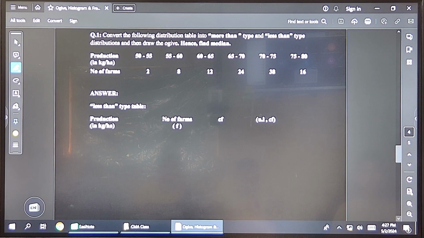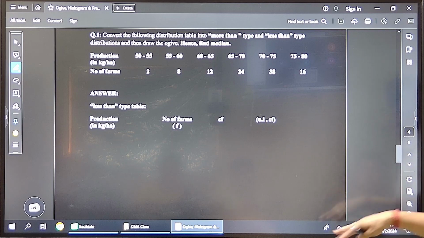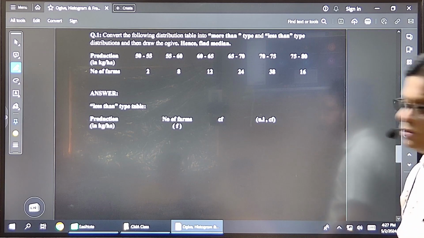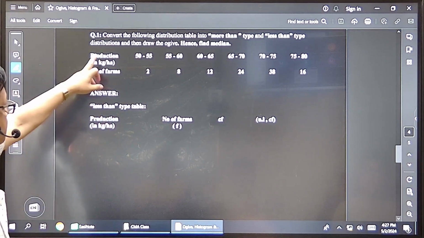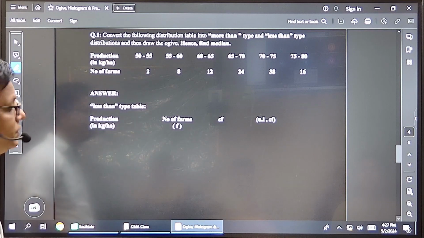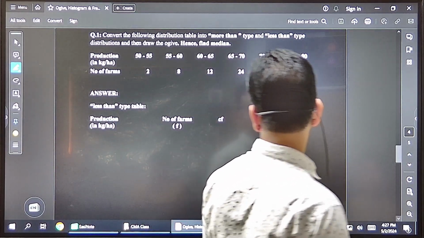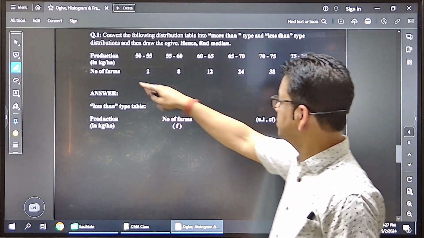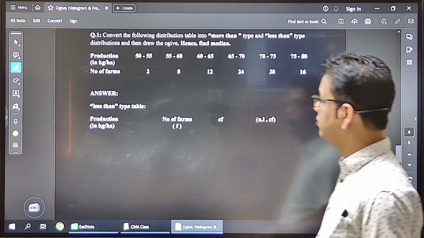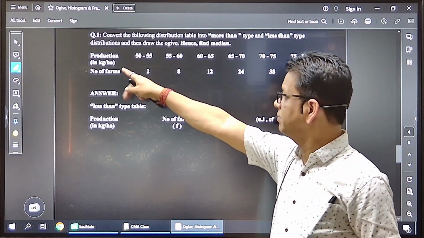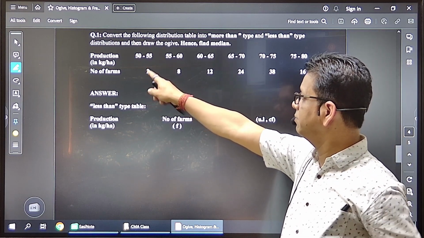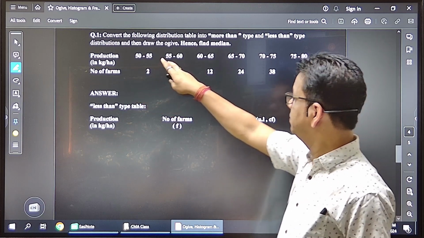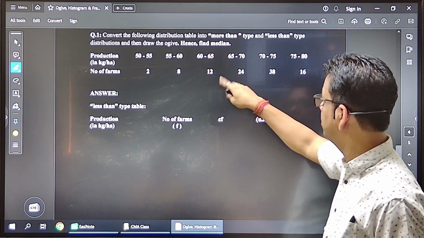Now you see this question. I'll share it in the group, so you can very well get it from there. After this class only I'll be sharing, so it's not required to write now itself. Now convert the following distribution into more than and less than type table distributions, and then draw the OGIVE. After drawing the OGIVE, you are asked to find the median. These are the production of certain things in kilogram per hectare. So this many kilograms were produced in that hectare of area. So 50 to 55 kg production is there in 2 farms, 55 to 60 in 8 farms, 60 to 65 in 12 farms, and so on.